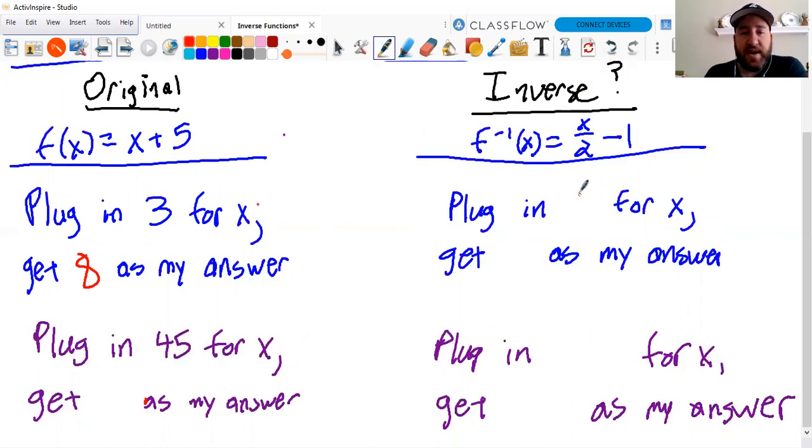So I plugged in 3, got 8. Now if I plug in 8 here, 8 divided by 2 is 4. 4 minus 1 is 3. So plug in 3, get out 8. Plug in 8, get out 3. Checks out for that pair.